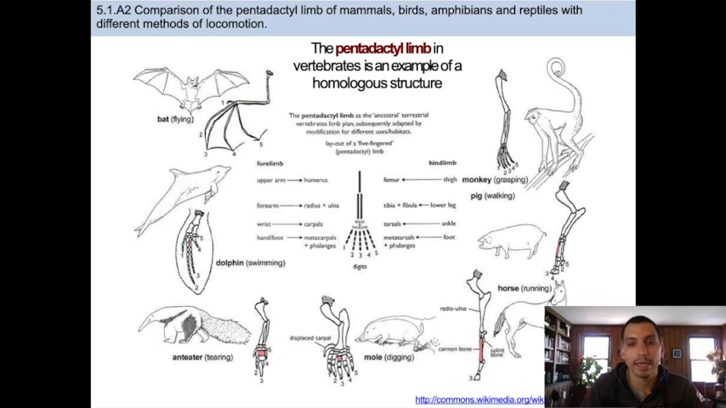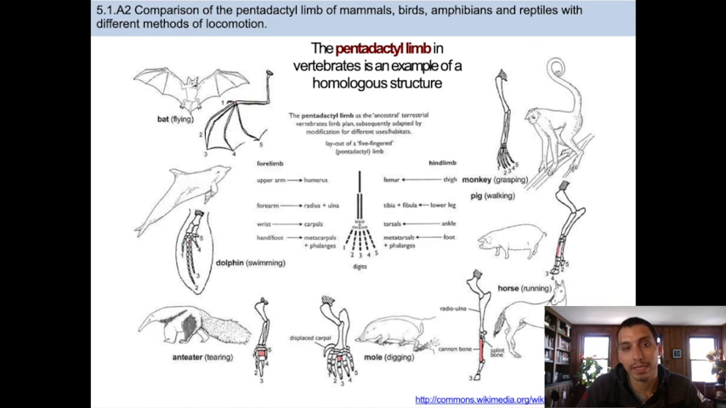So we can see it again here. We have the one bone, two bones, wrist, fingers. And we have the same kind of general pattern for both forelimbs and hind limbs, so for both arms and legs in humans. And you can see here all of these examples of similar structures. We see it in bats, we see it in dolphins, we see it in anteaters, moles, horses, pigs, monkeys, all have this same general structure.